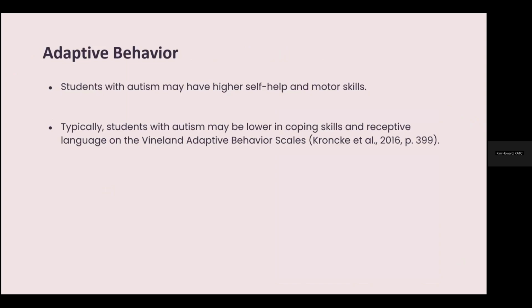So students with autism may have higher self-help and motor skills, especially if we're thinking about our autism level 1, right? Typically, what we do know is that they have lower coping skills and lower receptive behavior. So if we're thinking about where do we get this information, a lot of schools use the Vineland Adaptive Behavior Scales. You do not have to use the Vineland. There are other good options, but the Vineland does a good job of identifying those coping skills and that receptive language that sometimes some of the other ones miss.